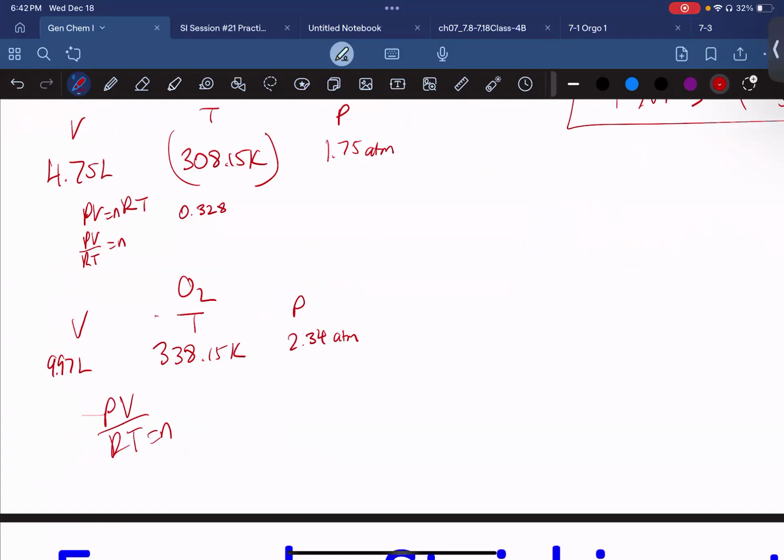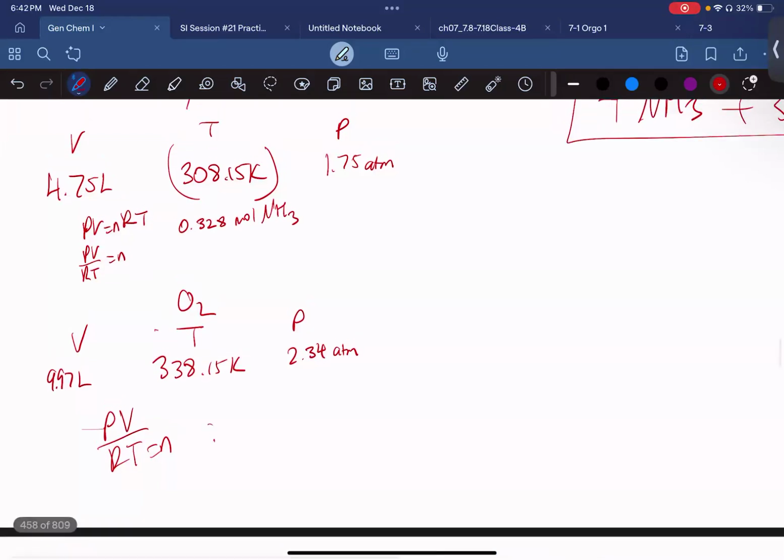All right. For the other one, it's going to be 2.34 times 9.97 divided by 338.15 times 0.08206. You guys don't know what 0.08206 is? That's the gas constant. So here, the number of moles, this is moles of NH3, and this is 0.840 moles of O2.